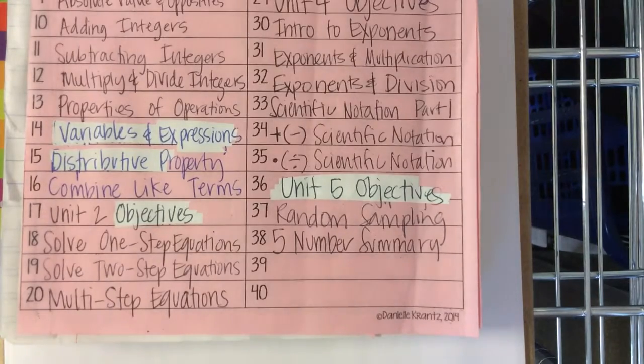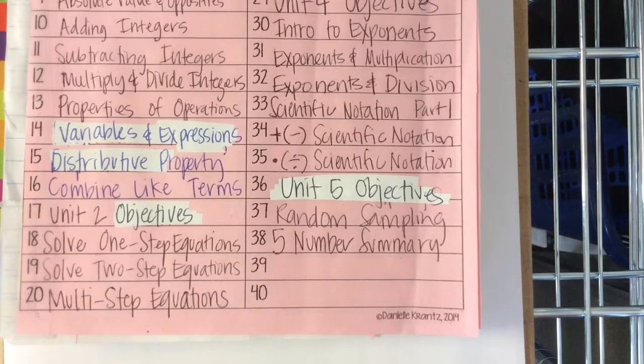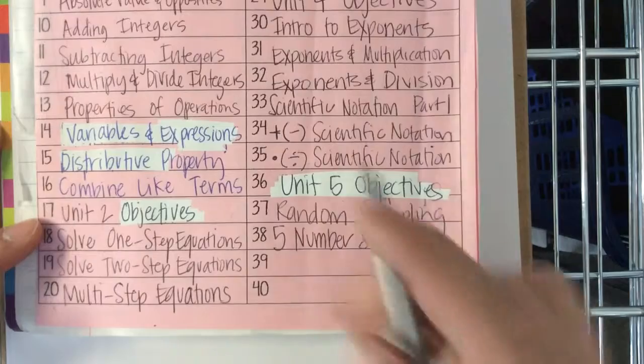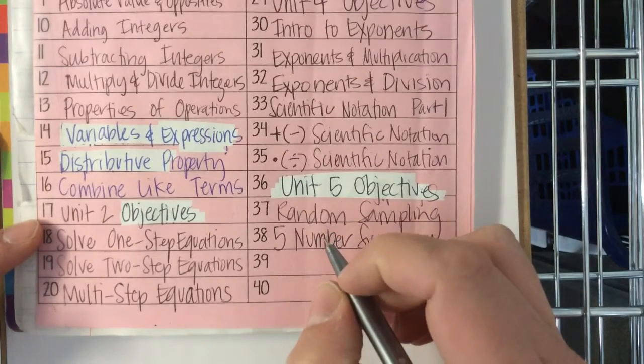Everybody done with the 5-number summary? So go ahead and turn to the table of contents. We're on page 39 for today. And we're going to be talking about percents, decimals, and fractions.